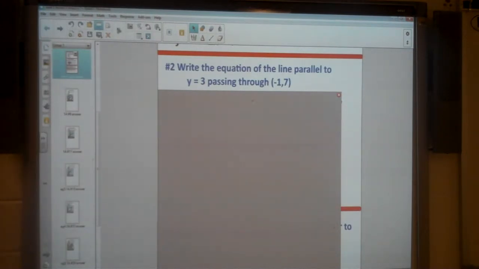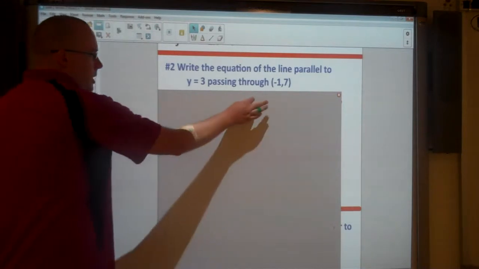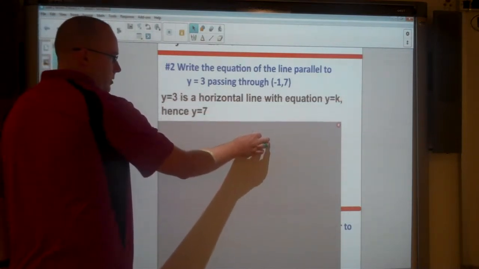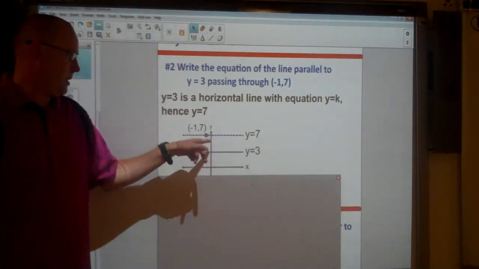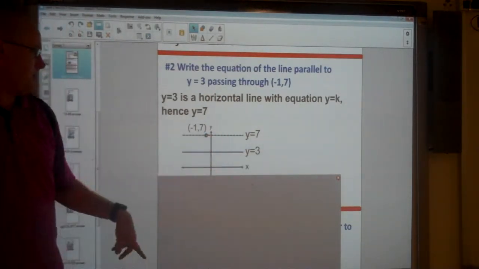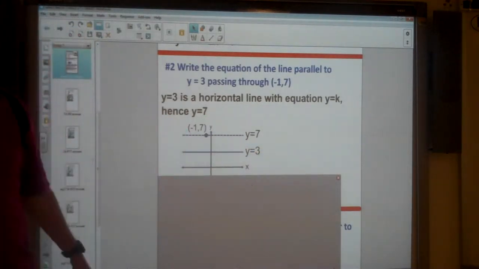Now the thing about y equals 3 is that you have to know that it's a horizontal line. So anything that's parallel to that is also going to be a horizontal line. Now I've drawn a little picture to represent this here. So this is y equals 3. Here's the point negative 1, 7. If it's parallel to that, then it must go straight through that line.